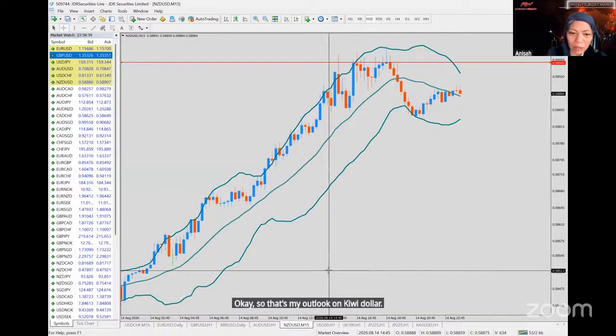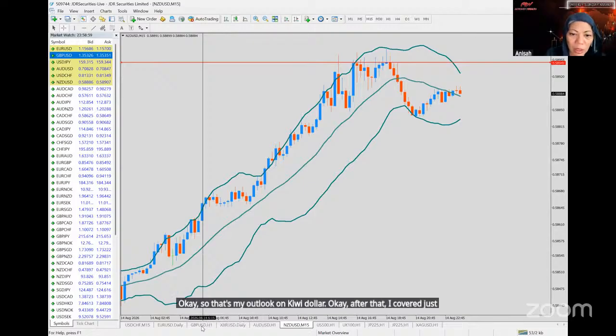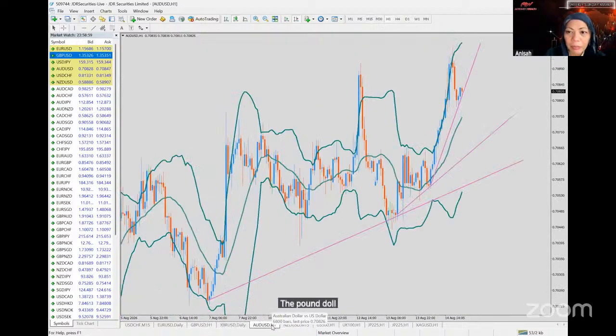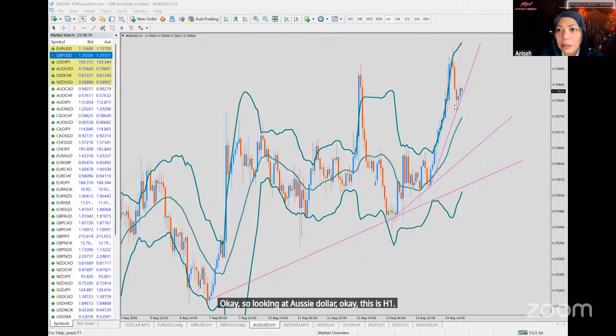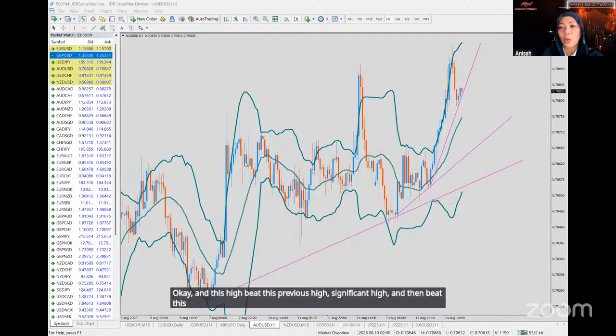After that, I covered the pound dollar. Oh, this is Aussie dollar. Looking at Aussie dollar, this is H1. H1 is making a sort of higher high structure. High, high, high. This high beat the previous significant high, and then beat this significant high as well.